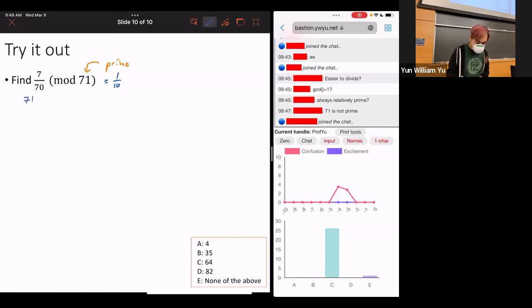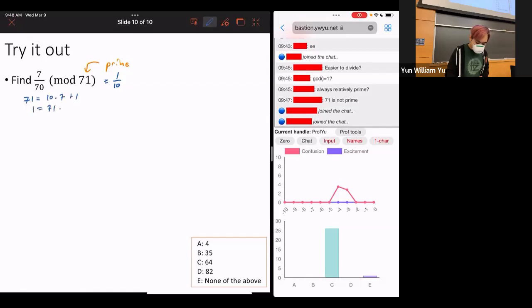And so 71 is equal to 10 times 7 plus 1, and 1 is equal to 71 times minus 10 times 7. Oh, sorry, the 71 disappears. So 1 is congruent to minus 7 times 10. And so therefore we know that 1 over 10 is congruent to minus 7, which is congruent to 64. This is mod 71, of course.